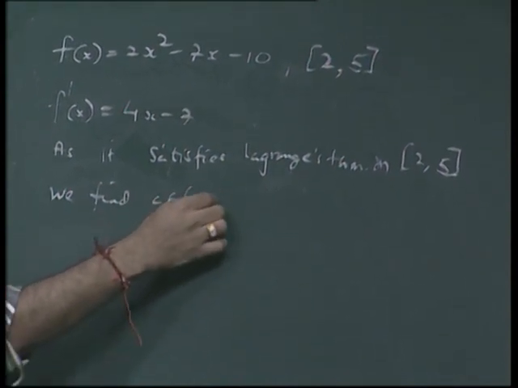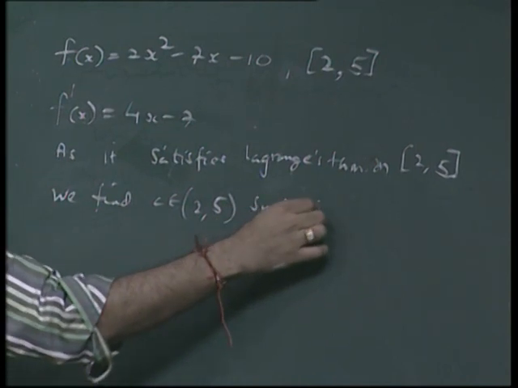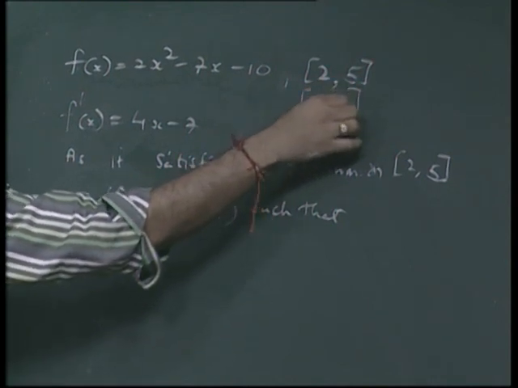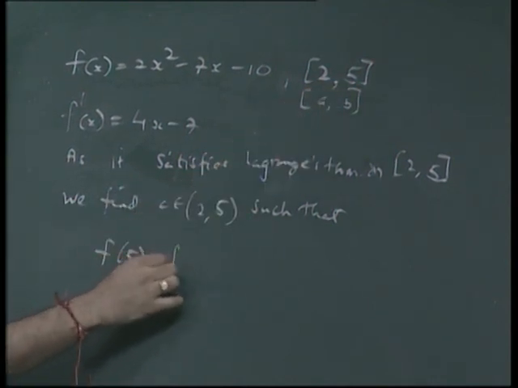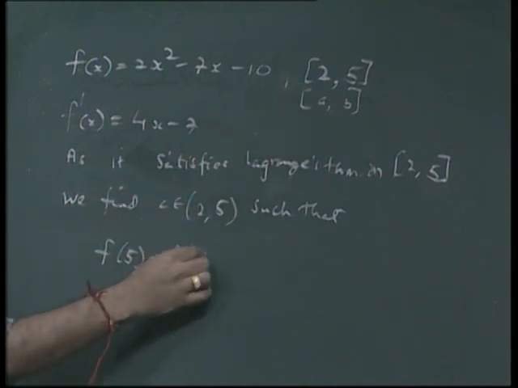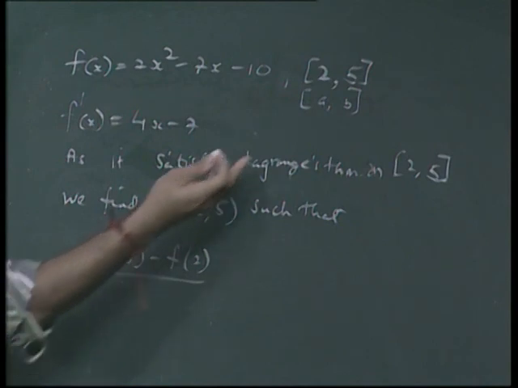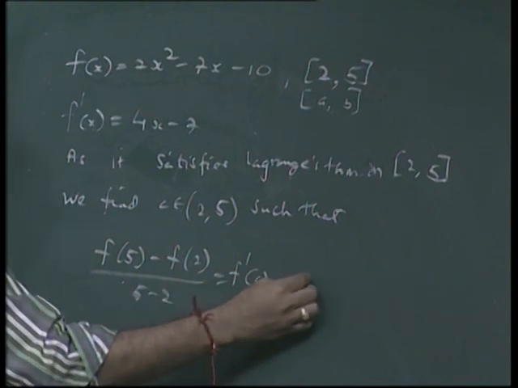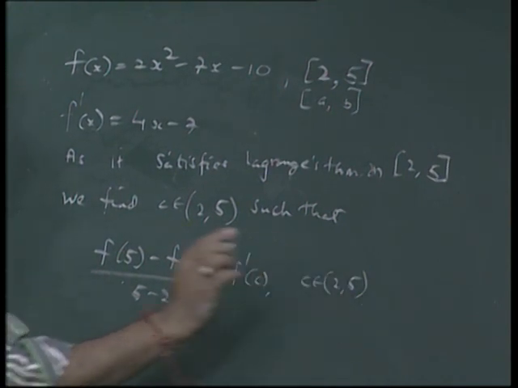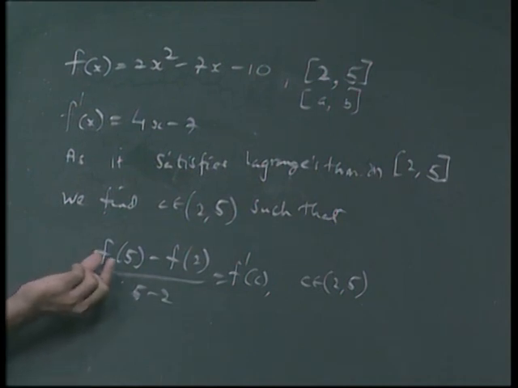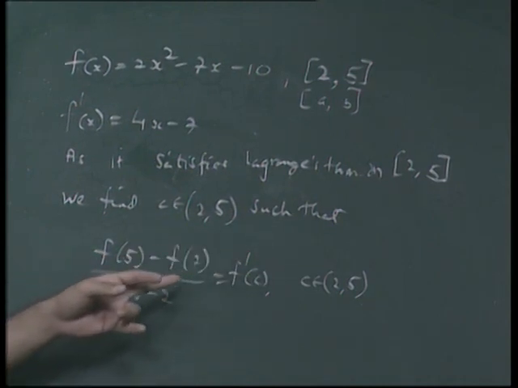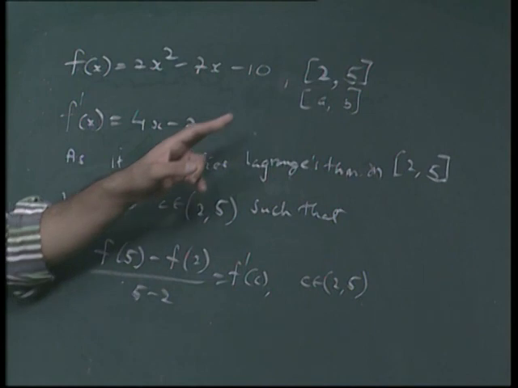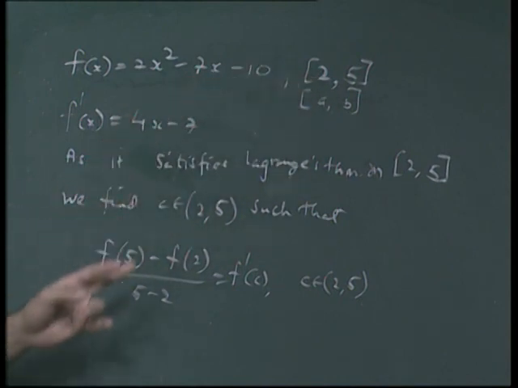From the open interval 2 to 5 such that f of b, here this is closed interval a b, so b is 5. So, f of 5 minus f of a, which is f of 2, upon b minus a, which is 5 minus 2, equals f dash c for some c from the open interval 2 to 5. This is the statement of the theorem, that you can find one c from the open interval 2 to 5 such that f of b minus f of a upon b minus a equals f dash c. Here b is 5 and a is 2, so we are having this.